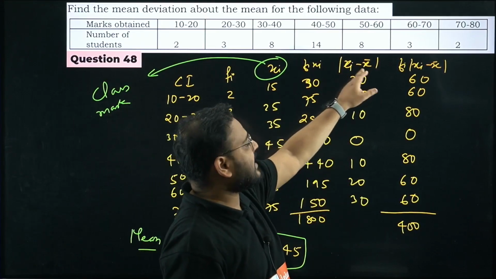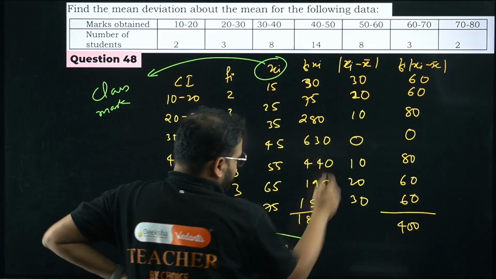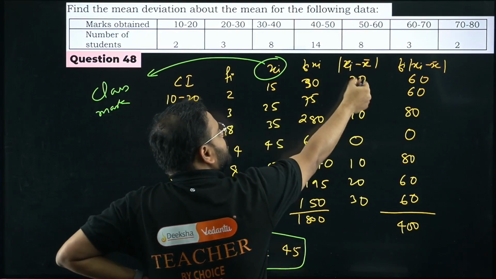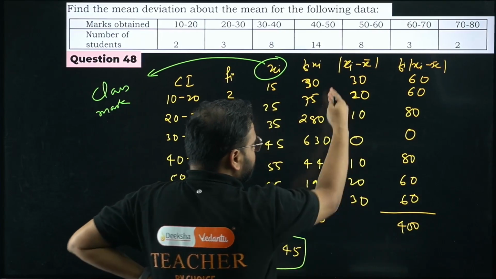What is this, sir? xi minus x bar. So class mark minus the mean. So 15 minus 45 is minus 30. This is a modulus, so 30. Same way you get 20, 10, 0, 10, 20, 30 for the different elements.